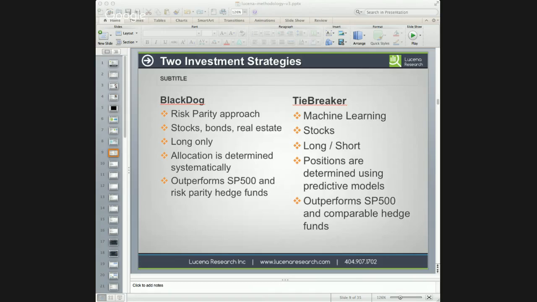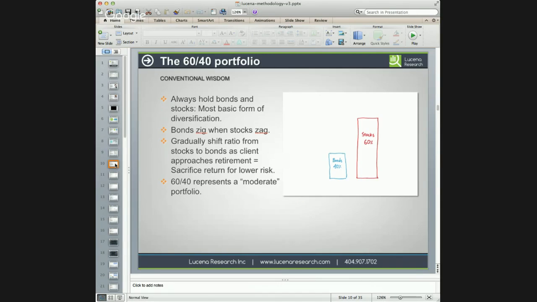This question about breadth of stocks, I'll answer later as I get into details about the particular strategies. Okay, let me step forward here. Let me tell you now about Black Dog, and in particular, or more generally, risk parity.